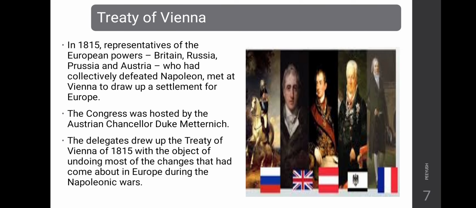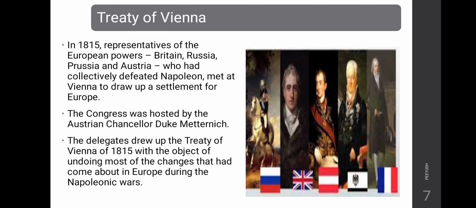Now, under this ideology of conservatism, and in the aftermath of the war, of the defeat of Napoleon, as we know, after every war there is a treaty and agreement. Similarly, the Treaty of Vienna, or Vienna Settlement, or Vienna Congress. All these three names are used for the Treaty of Vienna.